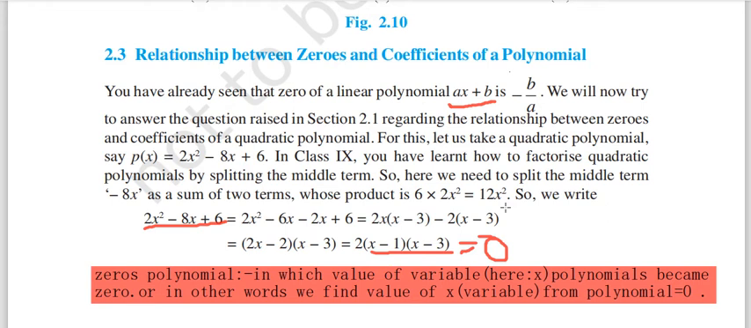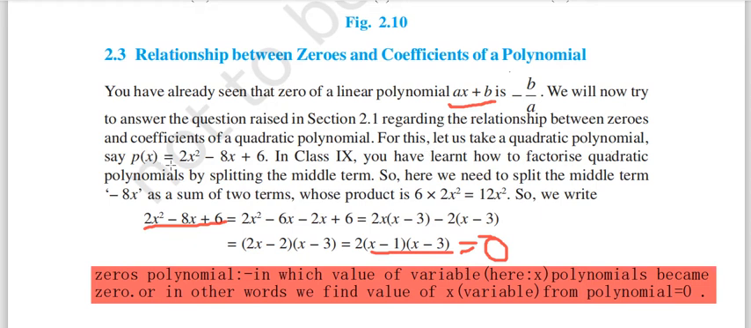Welcome. We are discussing polynomials, the relation between zeros and coefficients of a polynomial. We have already seen that the zero of the linear polynomial ax plus b is minus b by a. We will now try to answer the question raised in section 2.1 regarding the relationship between zeros and coefficients of the quadratic polynomial. For this, let us take quadratic polynomials.